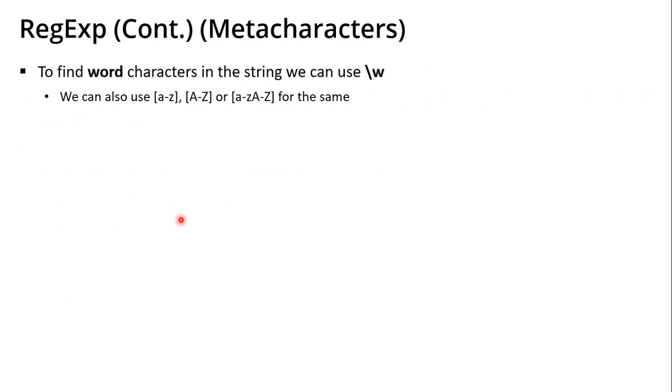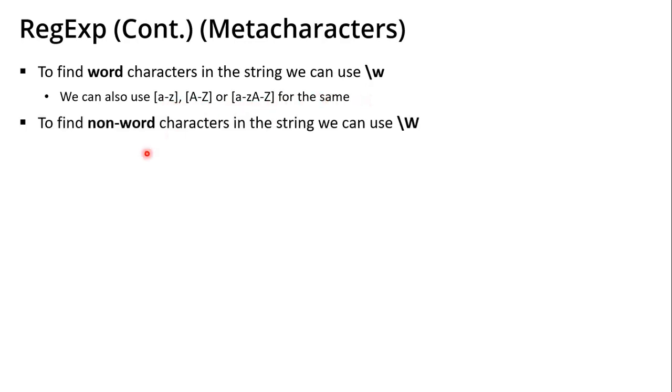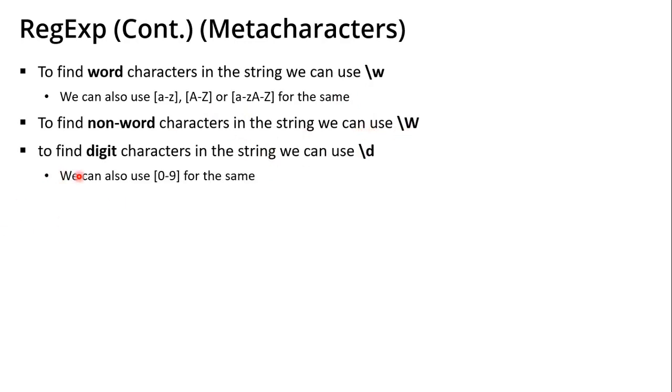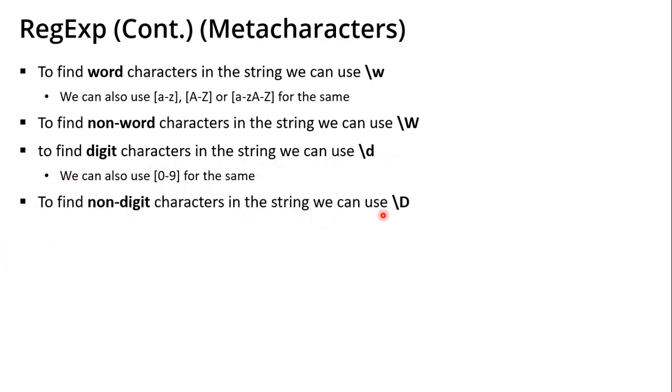To find a word character in the string, we can use \w. If we want only words, we have to use this. We can also use small a to z, capital A to Z, or a to Z for the same. For a non-word character in the string, we can use \W. To find a digit character in the string, we can use small \d, that is 0 to 9 digits. For a non-digit character, capital \D. We can use \n for new line and \t for tab.